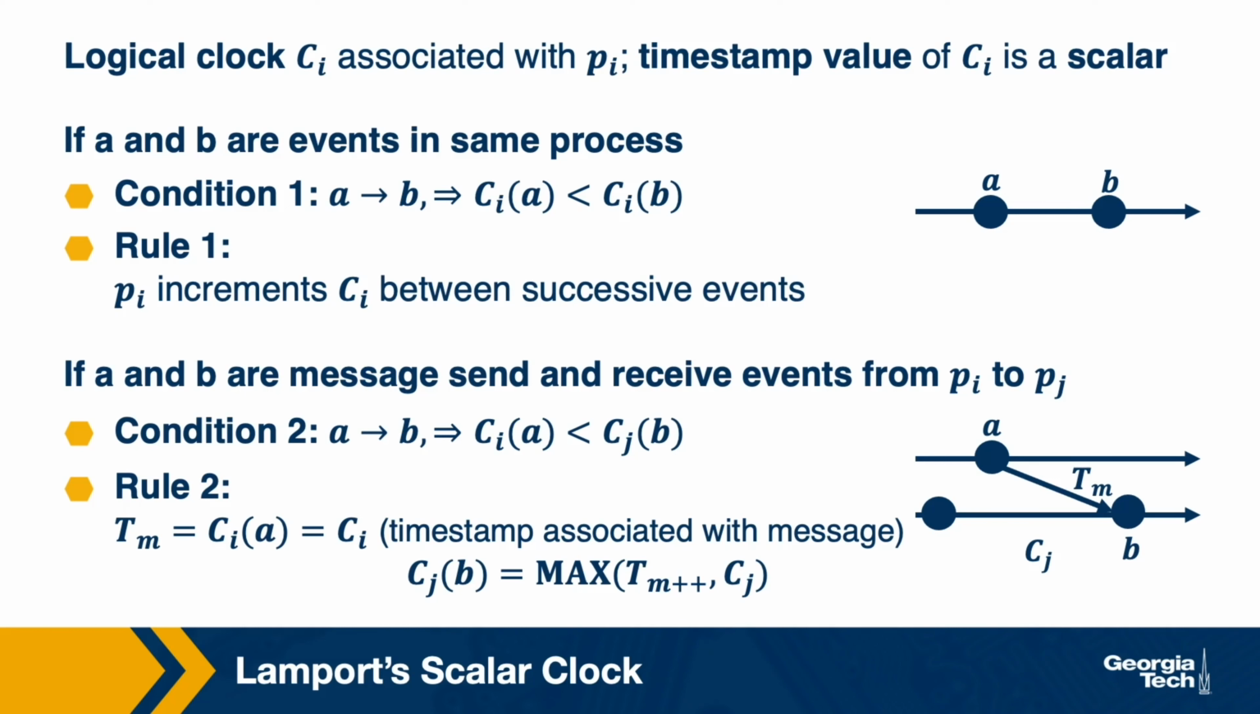Then the rule for the clock should be such so as to guarantee that CJ of B is greater than the timestamp of the sending event CI of A. But also, the timestamp CJ has to be greater than any other timestamp that was previously used at the node where the message was received at PJ. We have to guarantee that in order to meet rule number 1. This information gives us the following formulation of the clock rule.